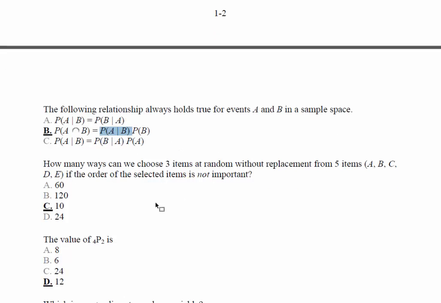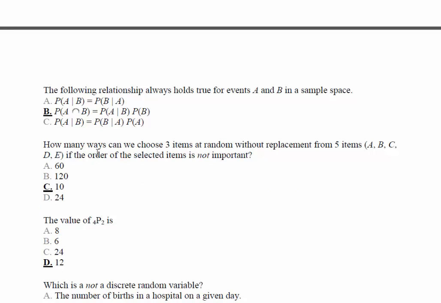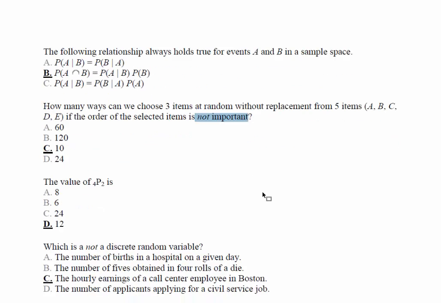This one here. How many ways can we choose 3 items at random without replacement from 5 items, A, B, C, D, E, if the order of the selected items is not important? Now the key term here is that the order is not important.